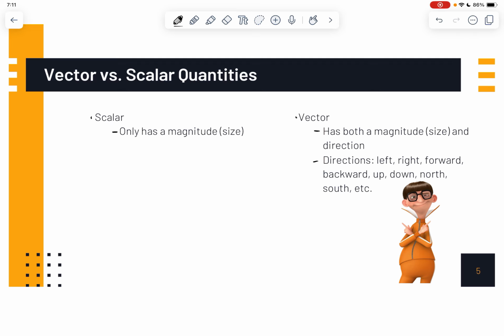So the quantities that end up being scalar are ones that only give us information about the magnitude of something. This keyword magnitude basically just means the size of something. Some examples of scalar quantities would be things like time and mass.